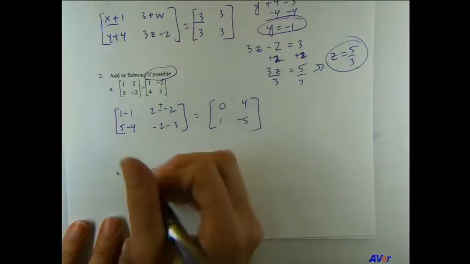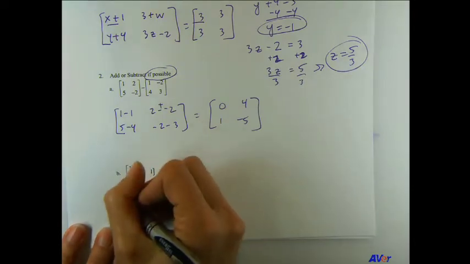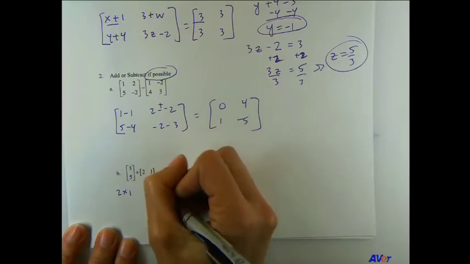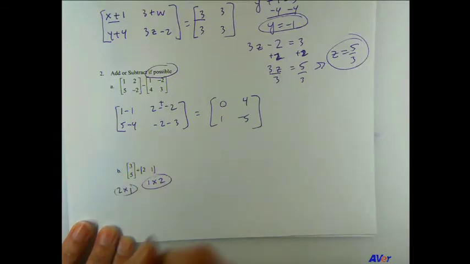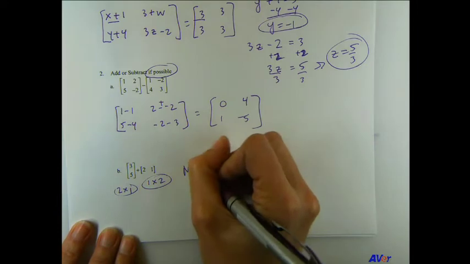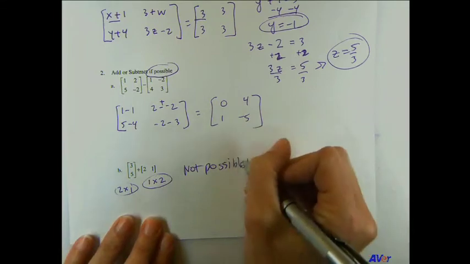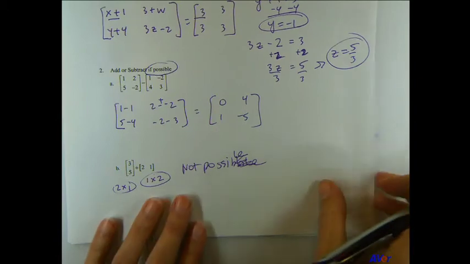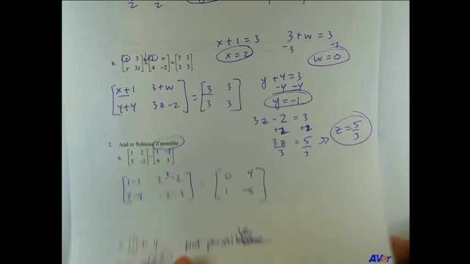In part B, I've got 2 rows and 1 column. So this is a 2 by 1 matrix. But this one has 1 row and 2 columns. So this is a 1 by 2 matrix. These are not compatible. They have to be exactly the same dimension. So there just is no solution. It's not possible. When I say the same dimension, I mean exactly the same shape. So subtracting, adding, comparing, all entry-wise.